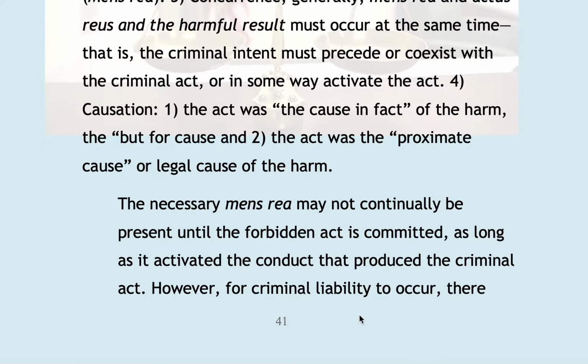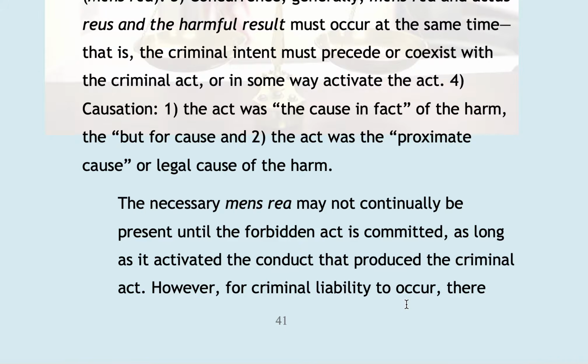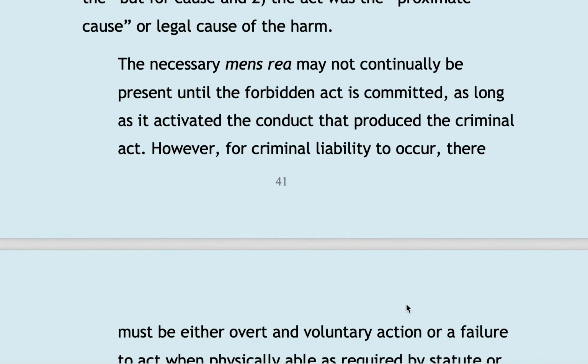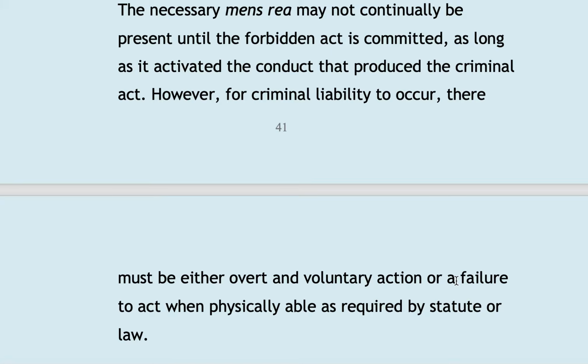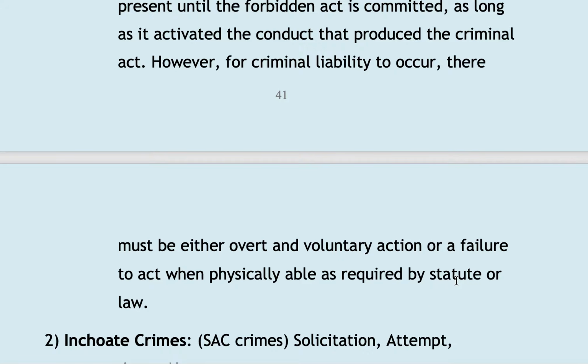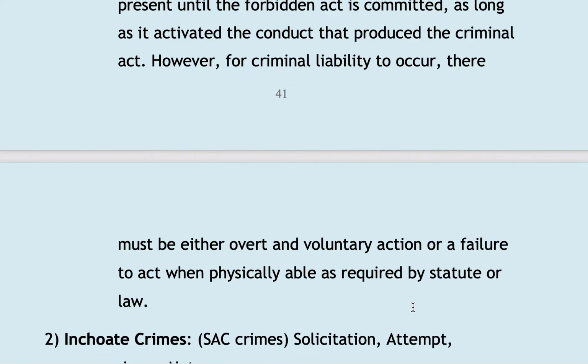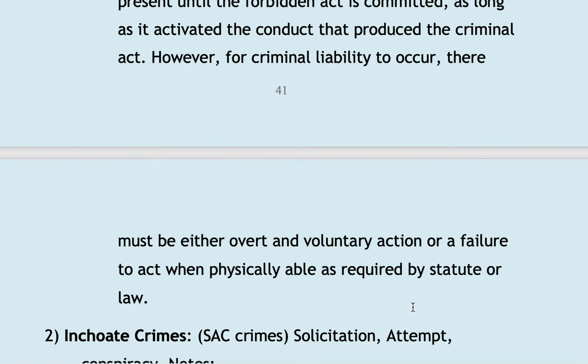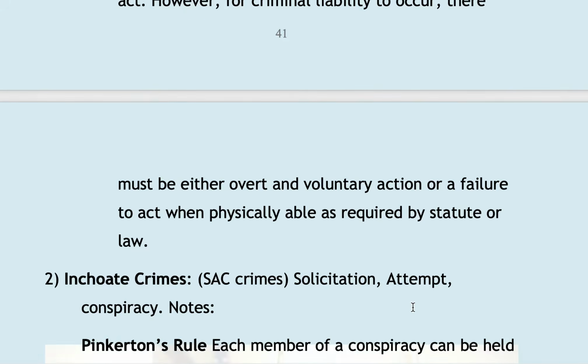So the necessary mens rea may not continually be present until the forbidden act is committed, as long as it has activated the conduct that produced the criminal act. However, for criminal liability to occur, there must be either an overt or voluntary action or a failure to act when physically able as required by statute or law.